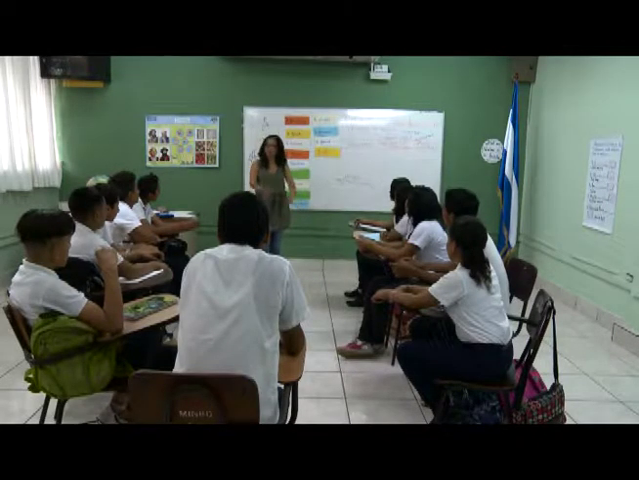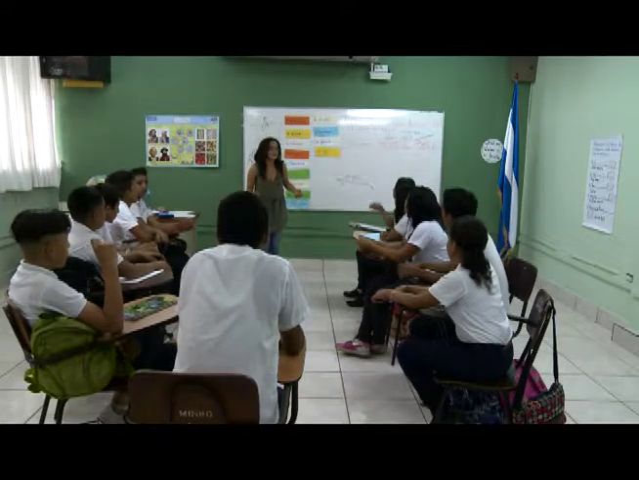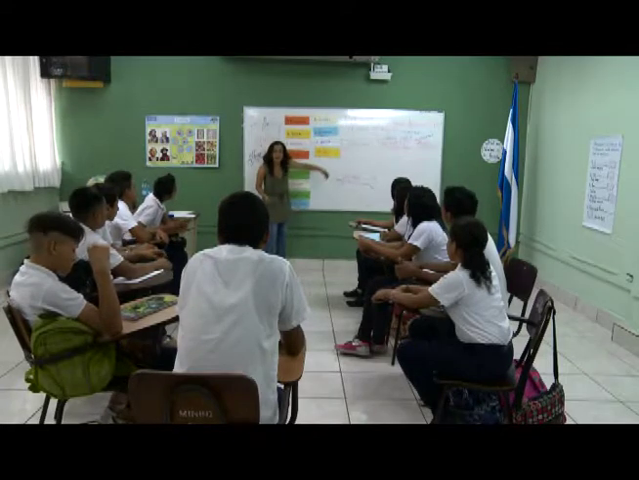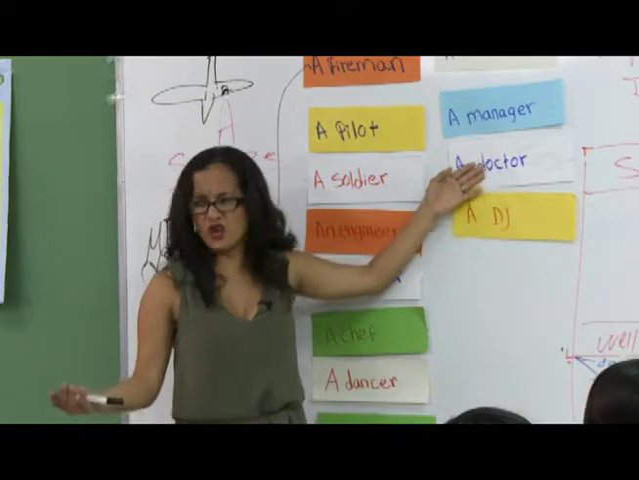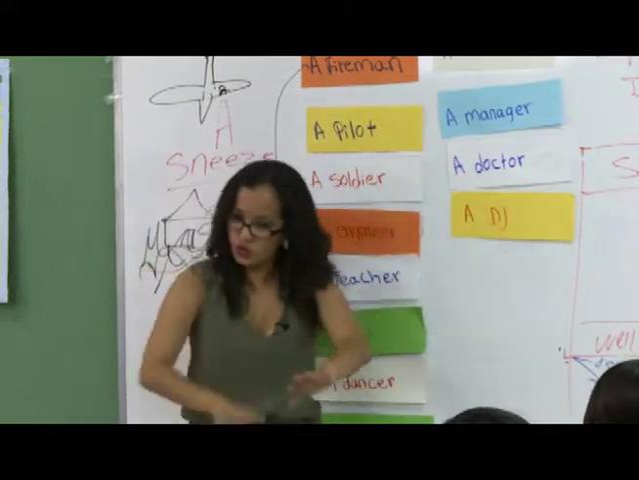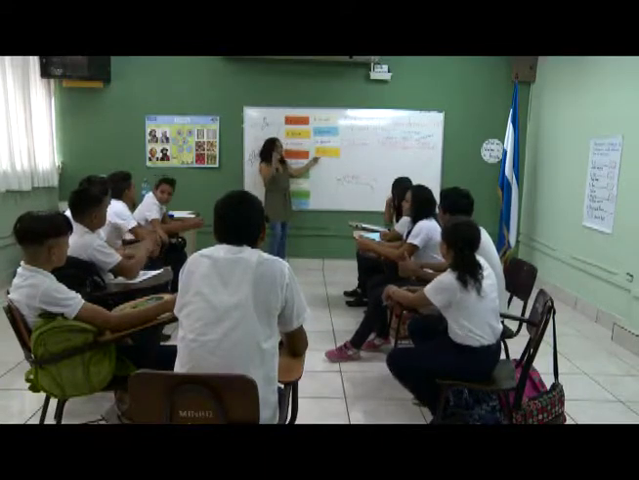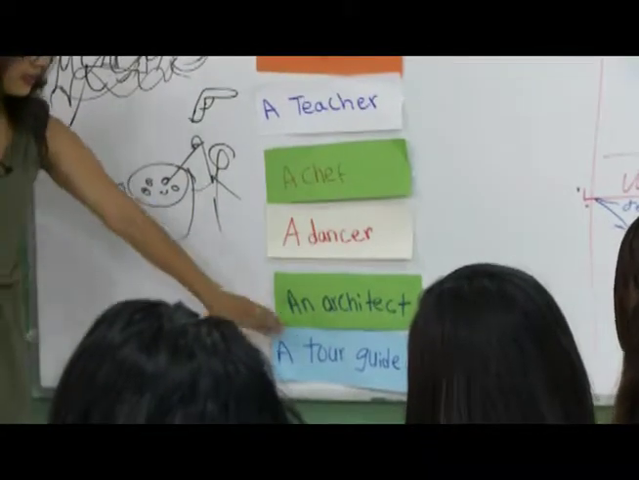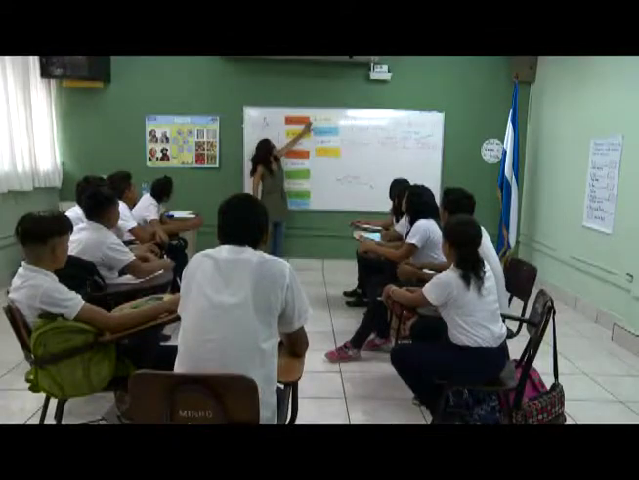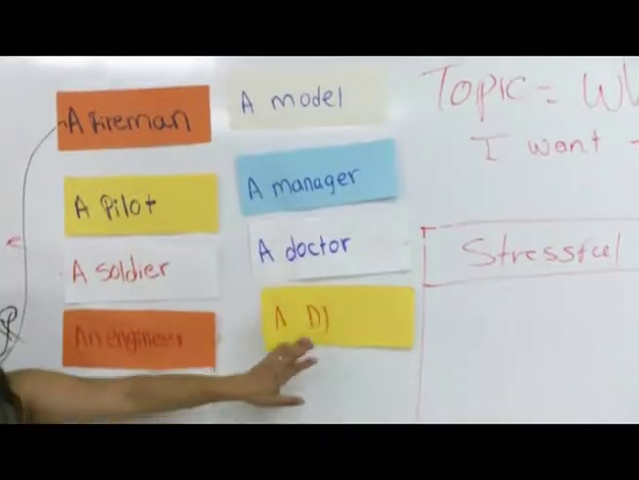Then we have a model. A model is a person who likes modeling clothing or different stuff. So a model. That's also similar to Spanish. A manager. So it could be the manager of a company, of any different business, and they have a lot of money. A doctor. So you know doctor, right? And then a DJ. So that's a DJ. Everyone, DJ. A fireman. A pilot. A soldier. An engineer. A teacher. A chef. A dancer. An architect. A tour guide. A model. A manager. A doctor. A DJ.